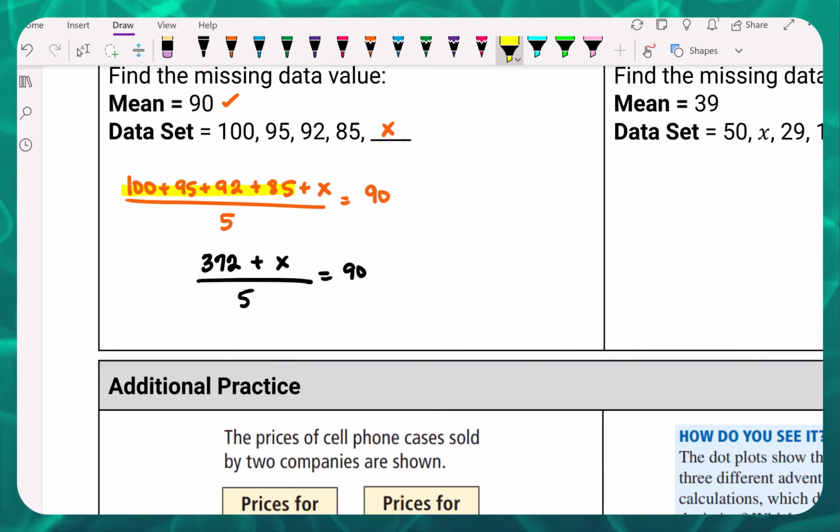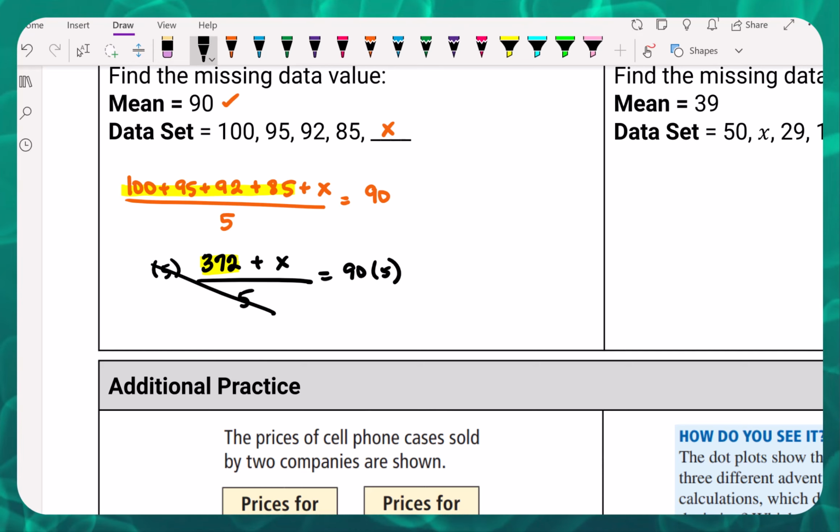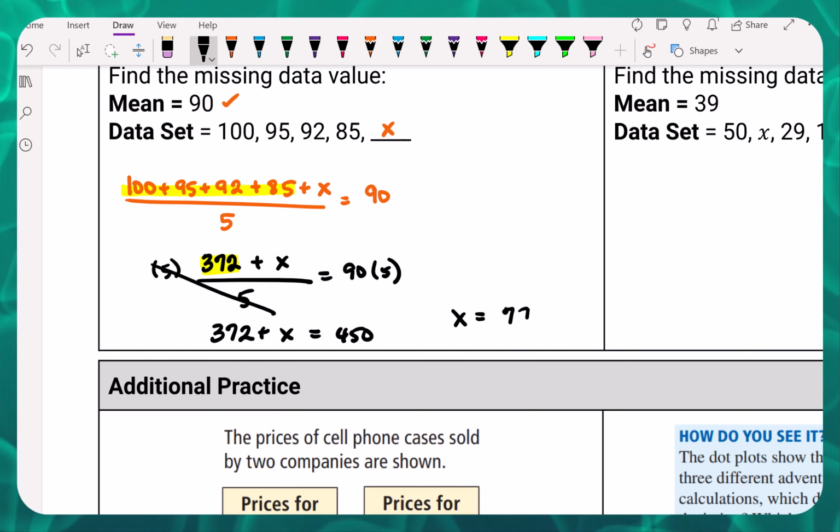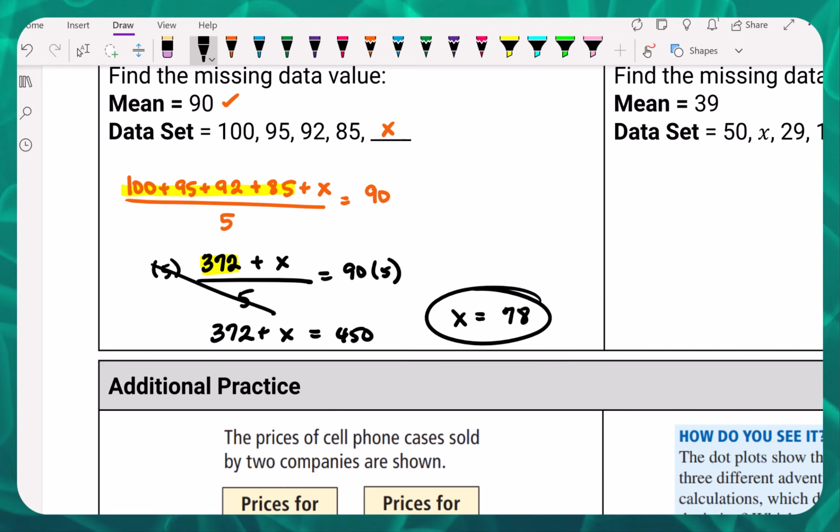Just cleaning it up a little bit. And then what you want to do now is get rid of the 5. The easiest thing to do is just multiply both sides by 5. And then that's going to become 450 on the right-hand side. I'm running out of room. And then just simply solve for x by subtracting 372, which gives you 78.